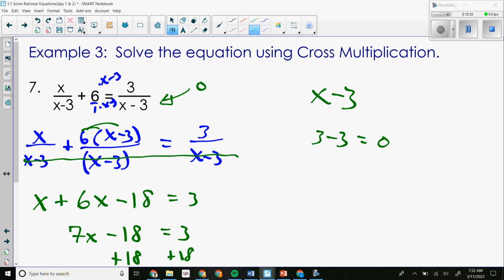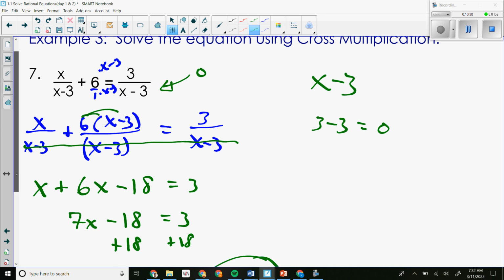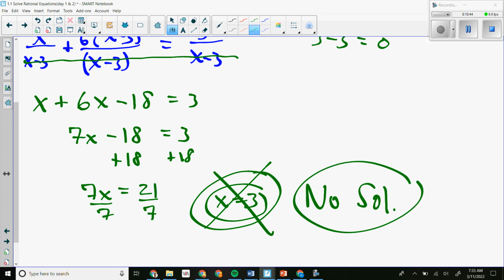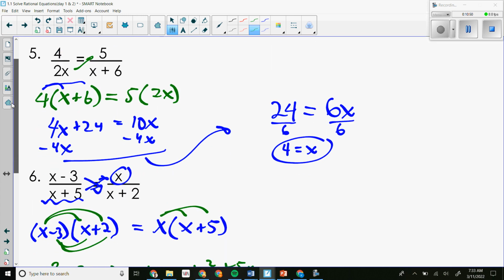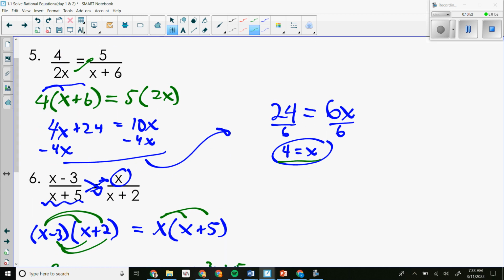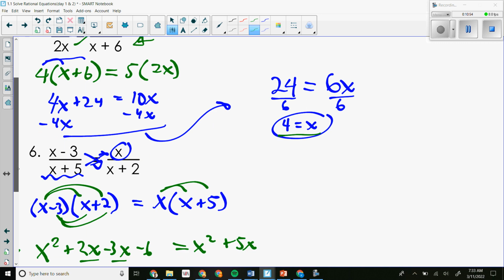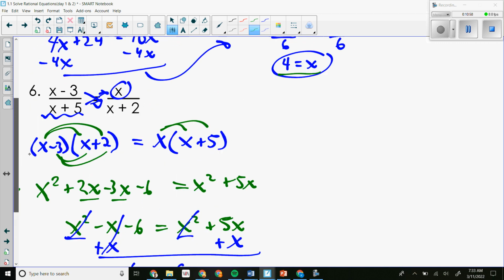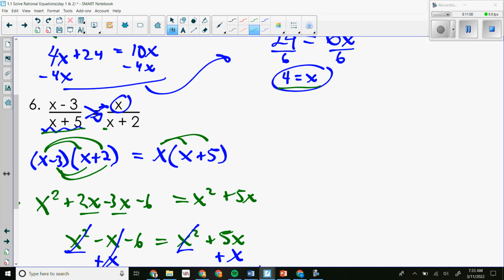Okay, so I have to check for extraneous solutions here. 3 is an extraneous solution. That is not good. Therefore, this is not 3. It's actually no solution. No solution for this one. And we should have been checking that all along. If I go back and look at some of these, you can see 4 would not make any of those 0 for this one. What was my answer for number 6? It was negative 1. Negative 1 would not make any of those denominators 0.